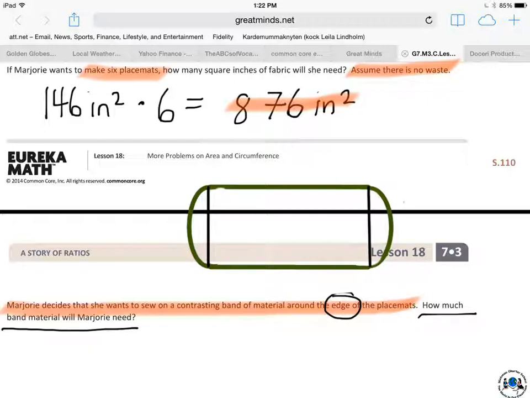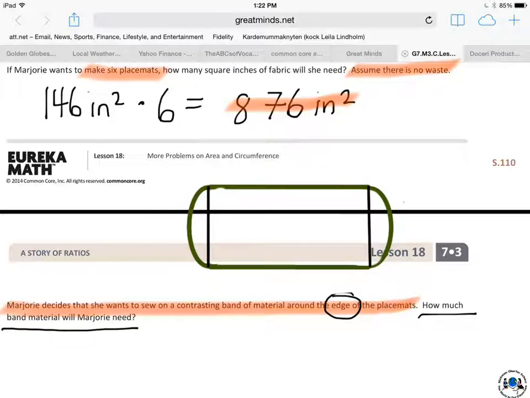I have, again, my rectangle, and I'm trying to come up with my perimeter. So I'm going from here all the way around. Again, that edge is my perimeter. That's the measure I want, because she's going to buy some band material that's going to go all the way around these placemats. So she just needs to know that one-dimensional length she's going to need.